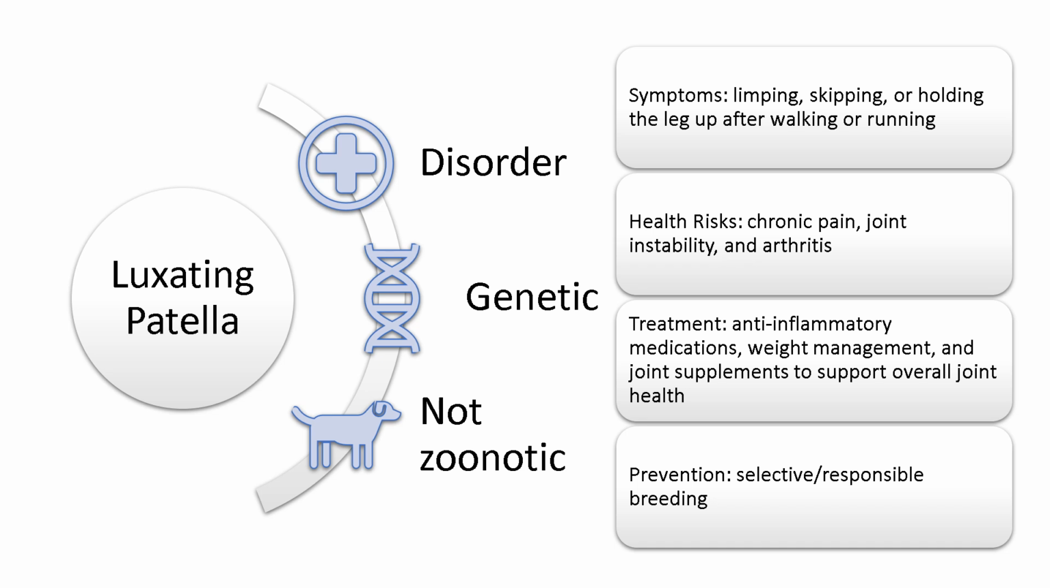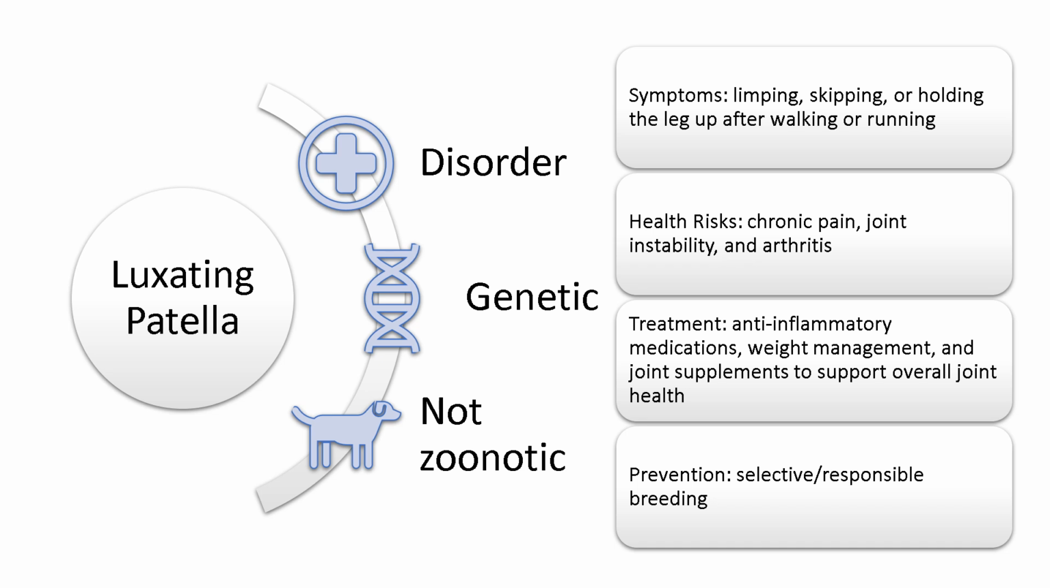If left untreated, luxating patella can lead to chronic pain, joint instability, and arthritis due to wear and tear on the joint. In severe cases, it can cause muscle atrophy, decreased mobility, and permanent lameness. Long-term damage to the knee joint may require surgical intervention. Treatment depends on the severity of the condition. Mild cases can be managed with anti-inflammatory medications, weight management, and joint supplements to support overall joint health. For more severe cases, surgery may be needed to realign the patella and stabilize the joint.